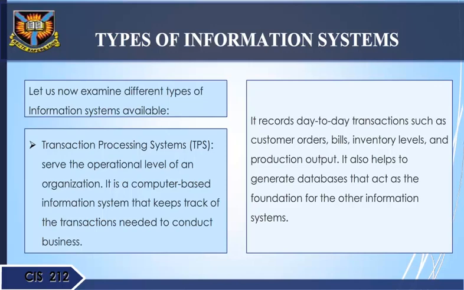Let us now examine different types of information systems available. Transaction processing systems, TPS, serve the operational level of an organization. It is a computer-based information system that keeps track of the transactions needed to conduct business. It records day-to-day transactions such as customer orders, bills, inventory levels, and production output. It also helps to generate databases that act as the foundation for the other information systems.